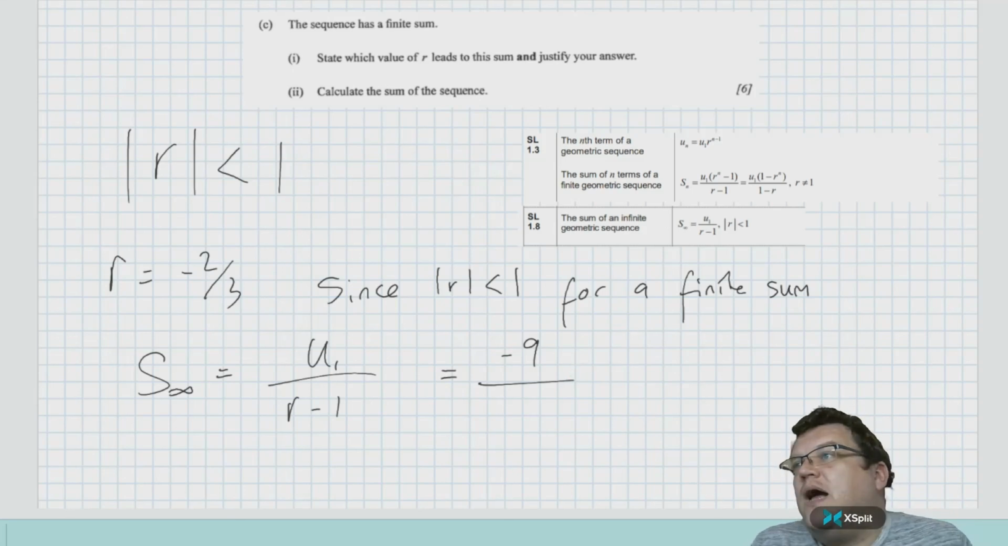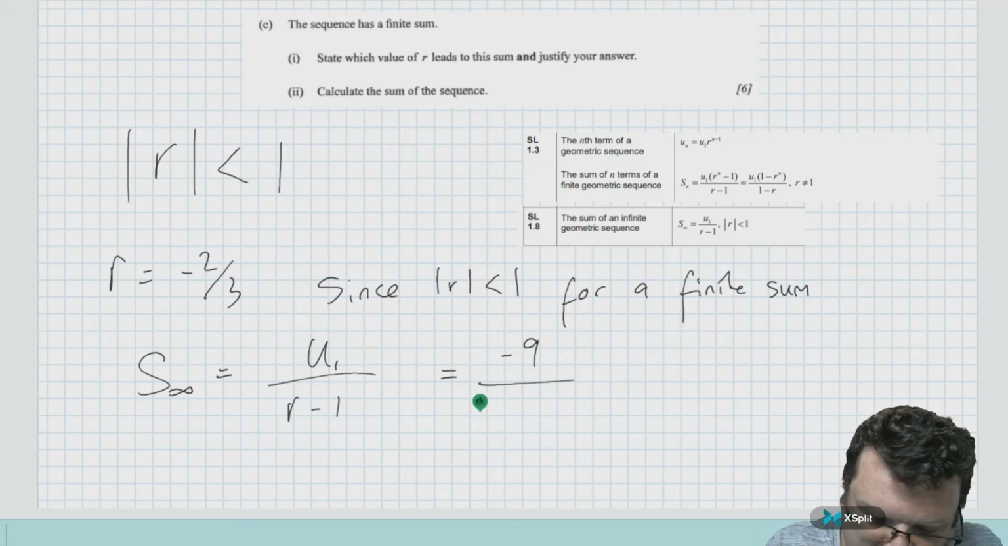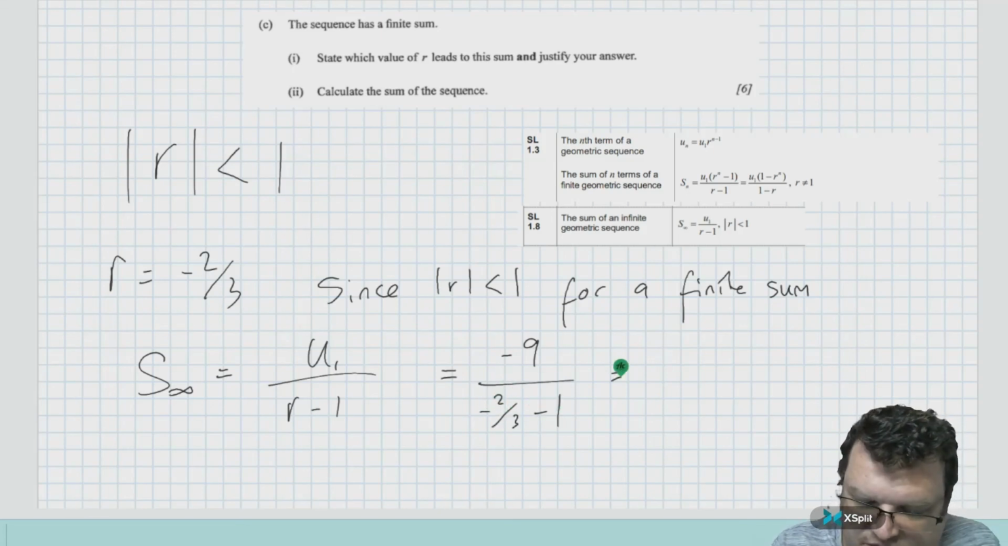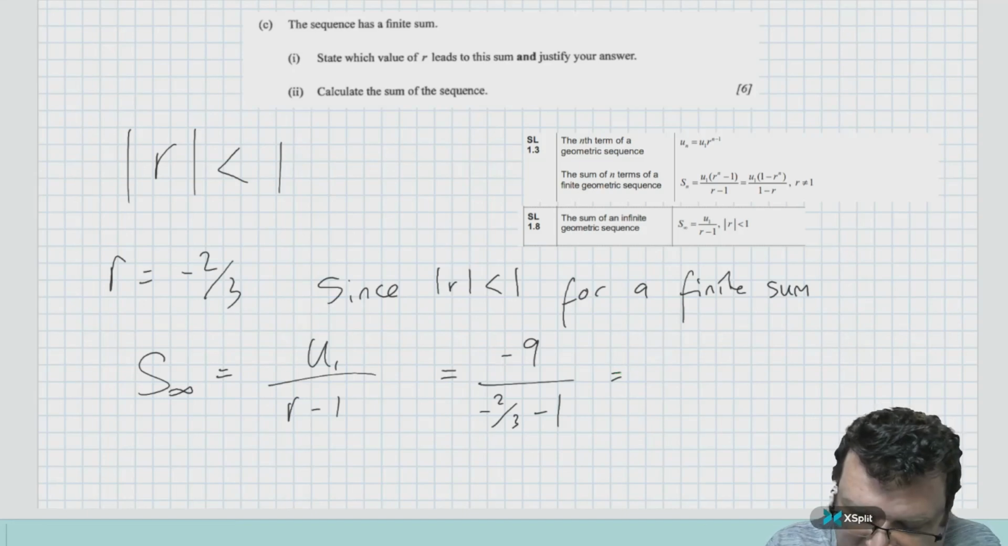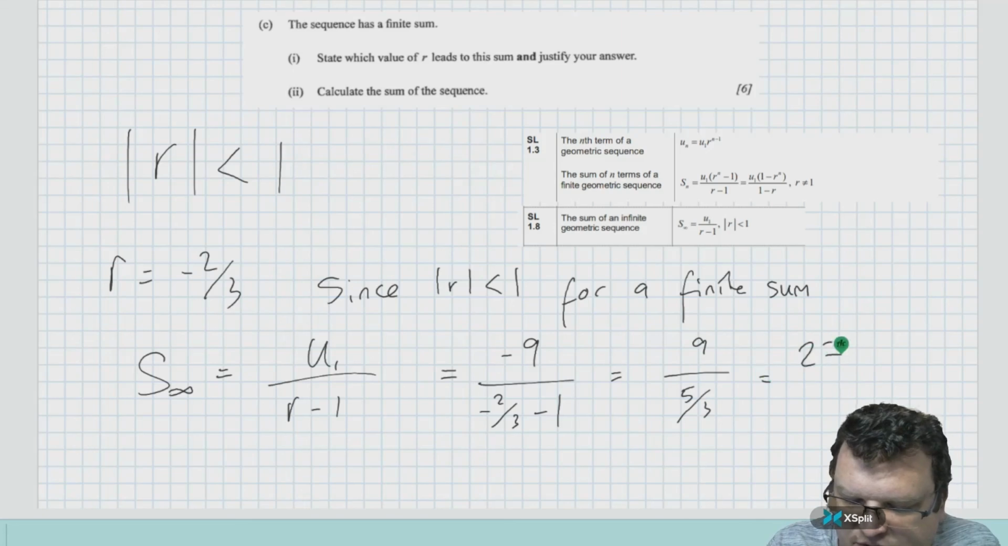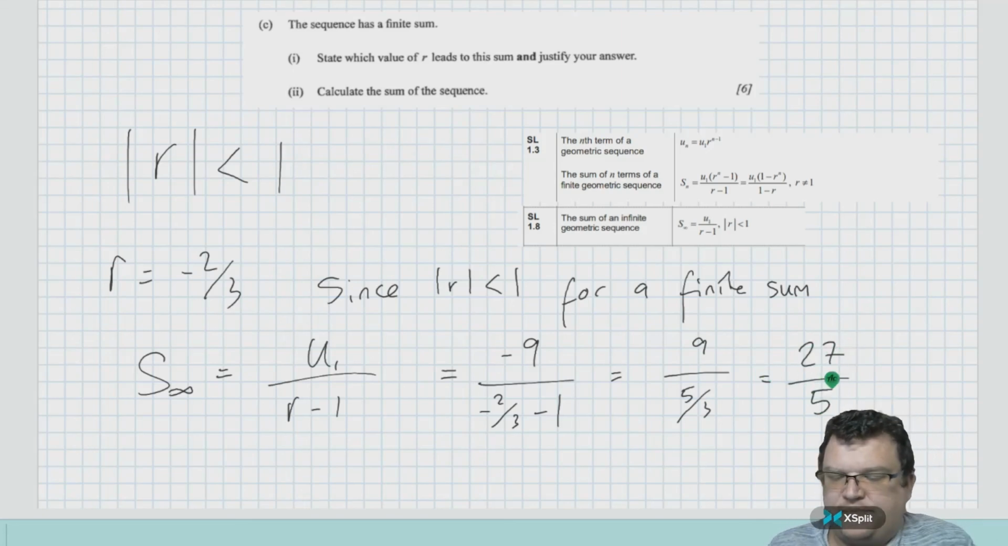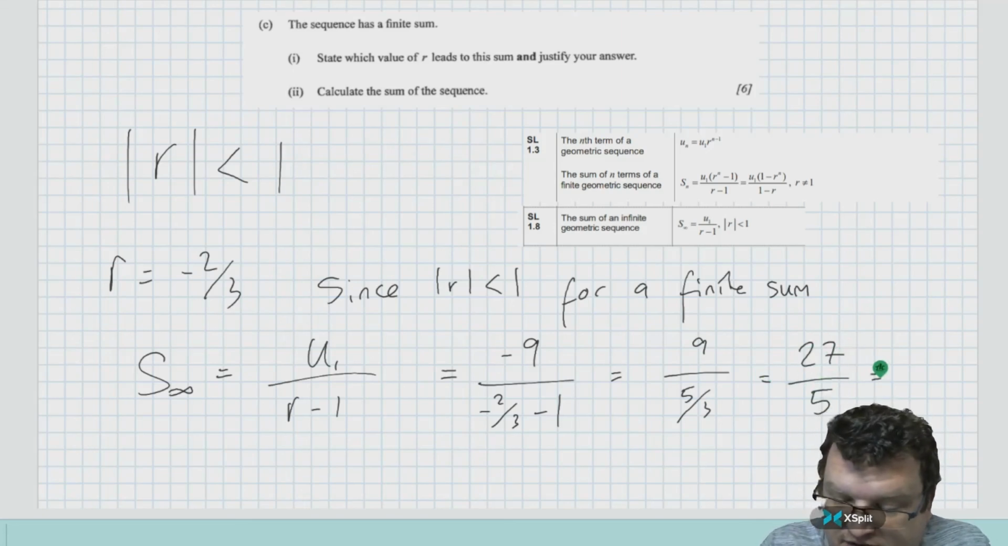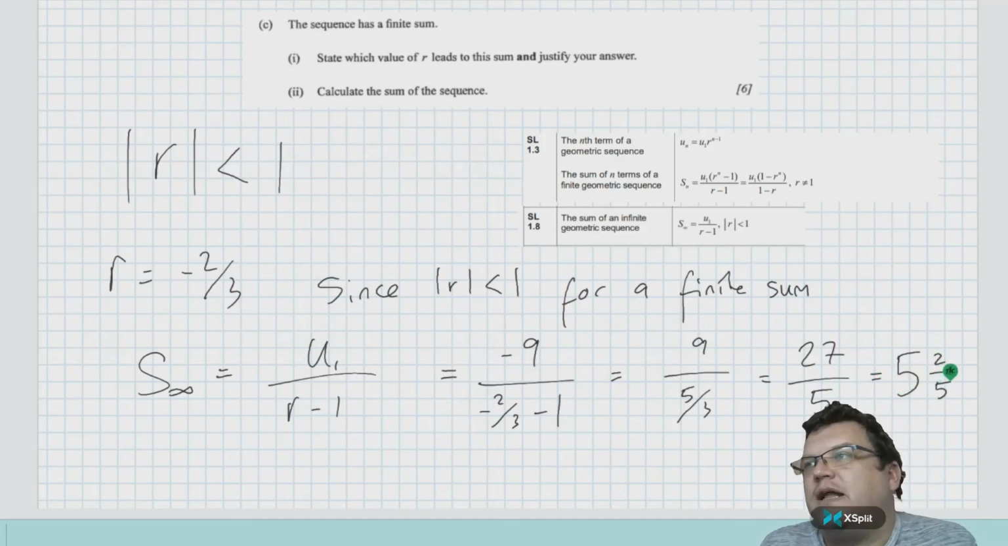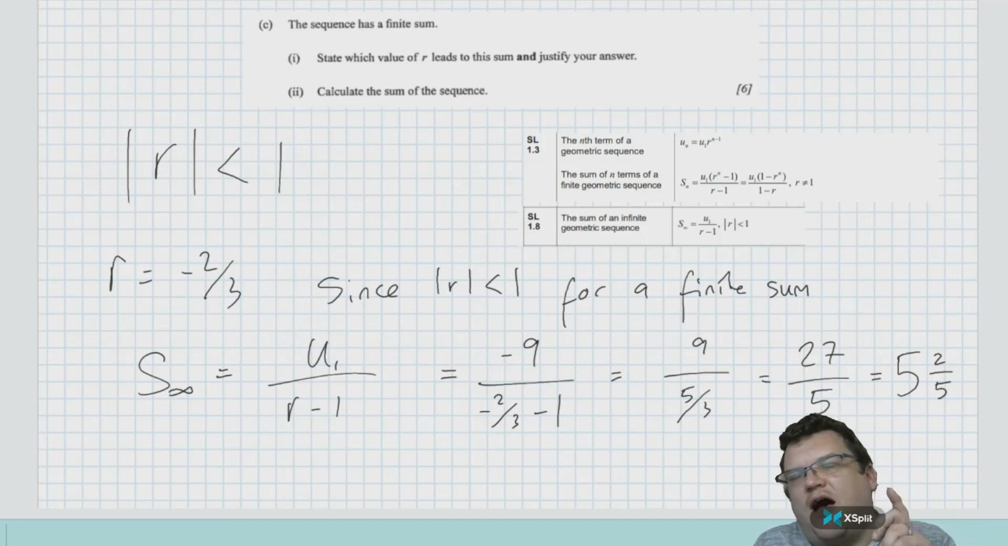Well, negative 2/3, take away 1 is going to lead us to negative 5/3. The negatives cancel, and we get 27 over 5. You can even simplify that if you like to 5 2/5. But there we go. That is the finite sum of our infinite geometric sequence. Remember, that is only possible when that r value is less than 1.